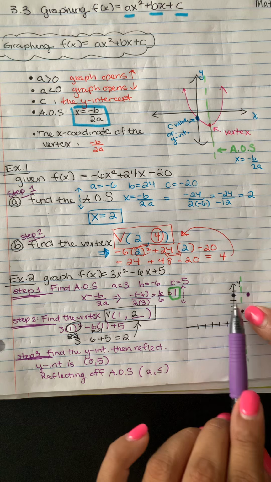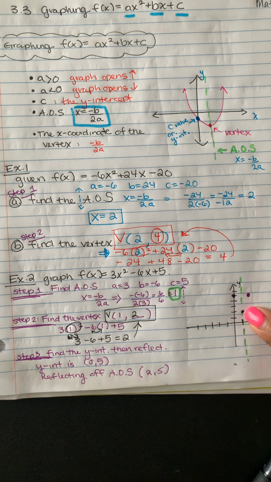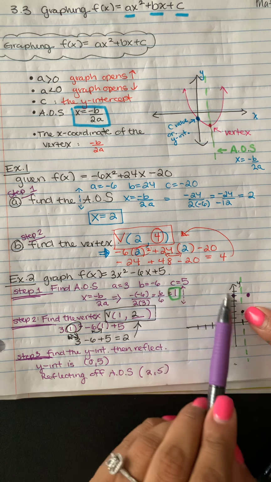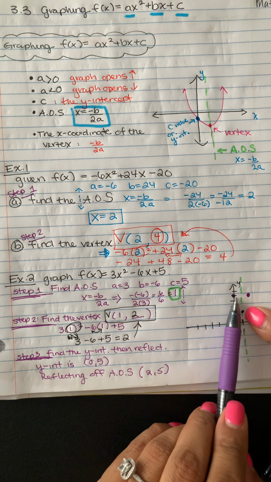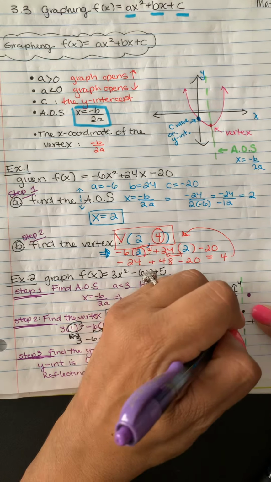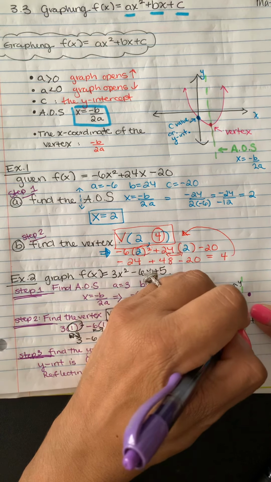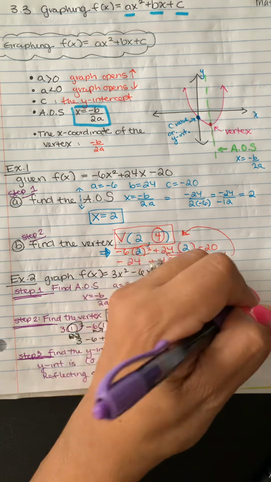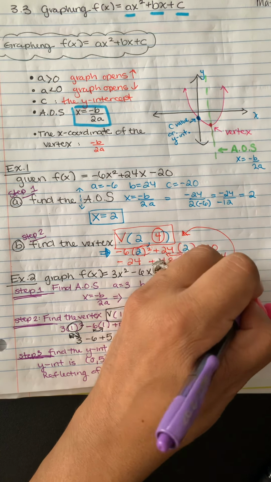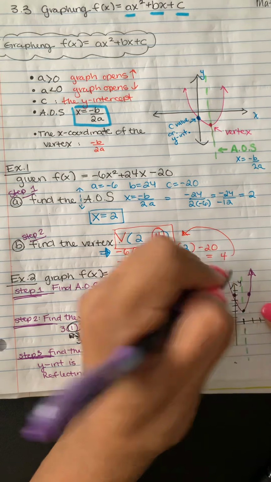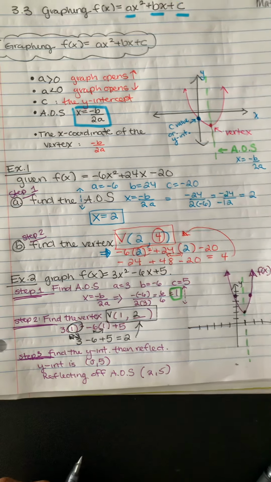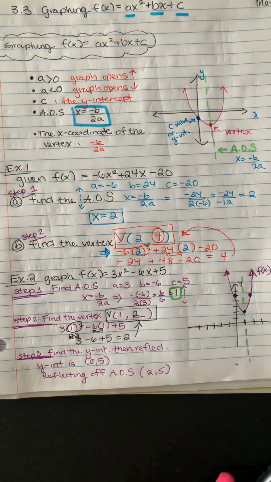Found our vertex. We found out by looking at the equation that 5 is our y-intercept. We reflect it off of the AOS and we created (2, 5). So we have 3 points, and we can go ahead and connect. There's your graph.